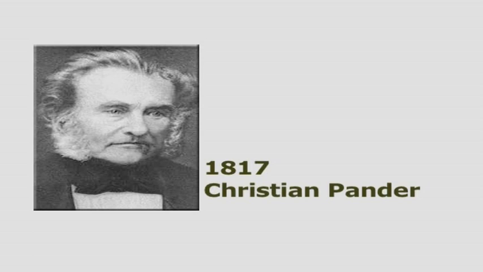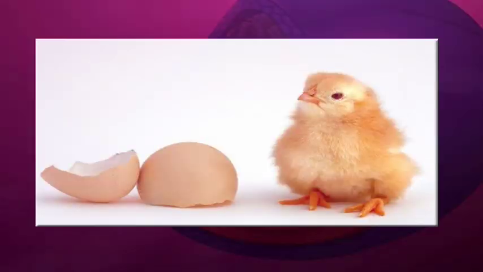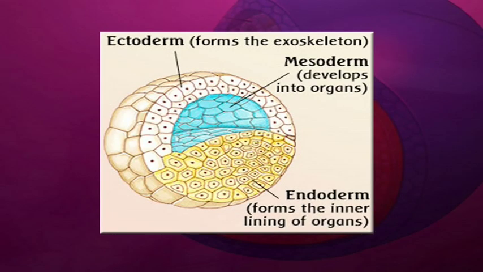Germ layer and fate mapping techniques. In the year 1817, Christian Pander, a doctoral student at the University of Würzburg, Germany, first recognized the existence of germ layers in chicks, that is Gallus. So what is a germ layer?